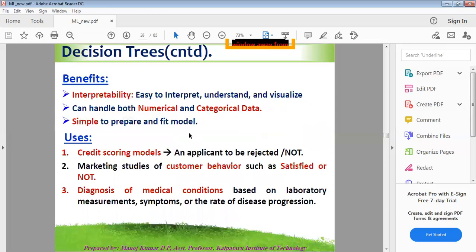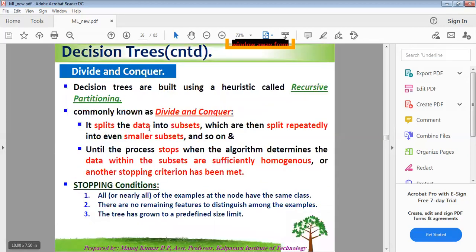What are the benefits of decision trees? Rather than theory, you go with a programming example, and there you will easily understand. The benefits: interpretability, easy to interpret, understand and visualize; can handle both numerical and categorical data; simple to prepare and fit a model. What are its uses? Credit scoring models, where the applicant is to be rejected or not; marketing studies of customer behavior; diagnosis of medical conditions. Decision trees are built using recursive partitioning, a heuristic called recursive.